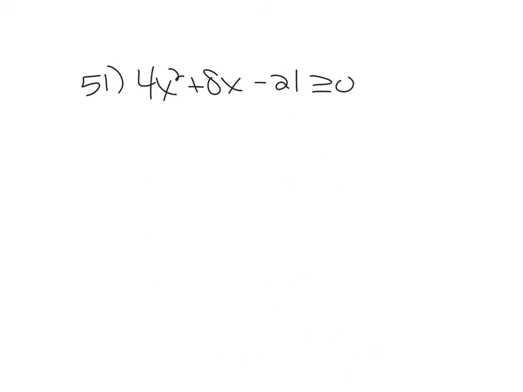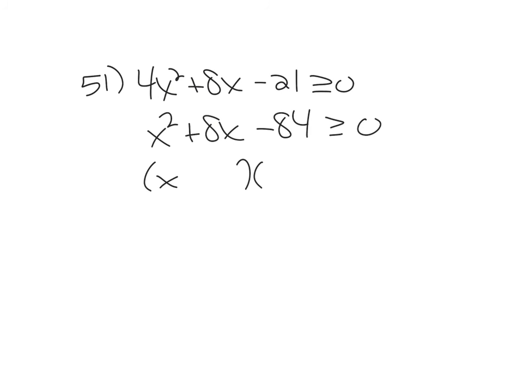All right, one more. Last one here. Slide the 4, x squared plus 8x, slide the 4, you get 84, which is huge. All right, so I need factors of 84 that give me 8. Factors of 84 that give me 8.